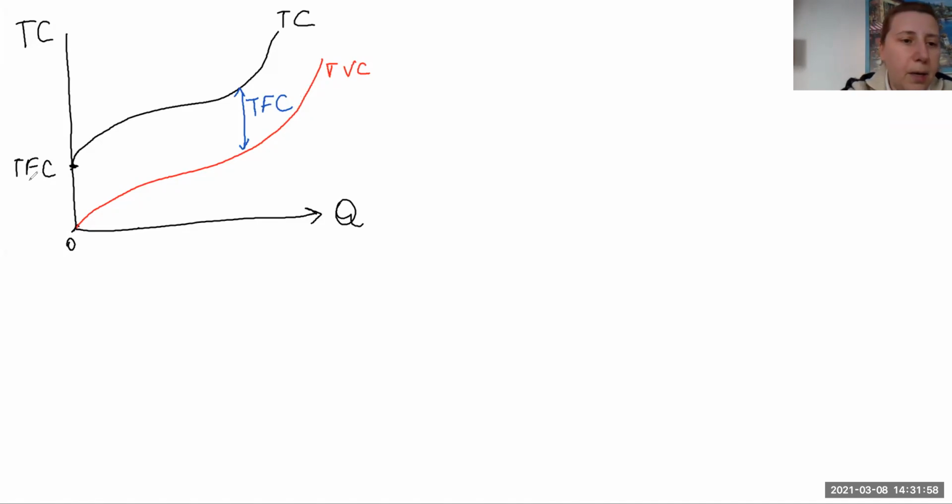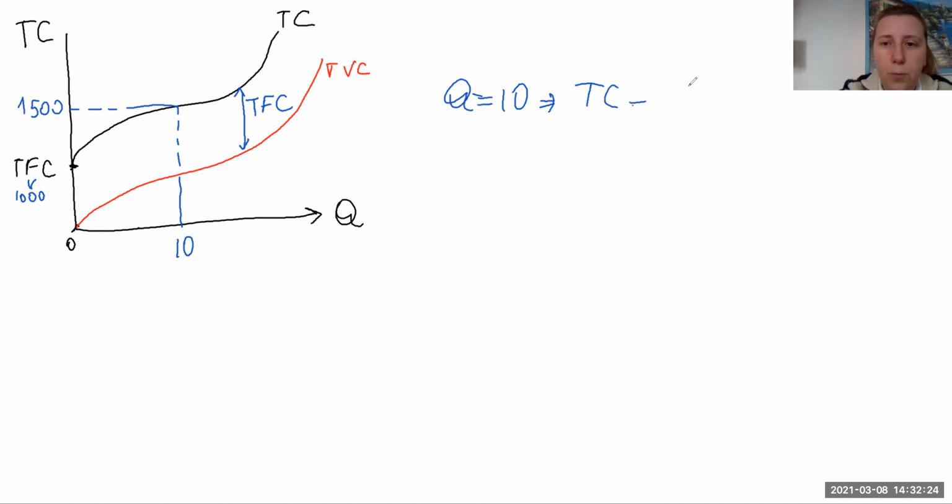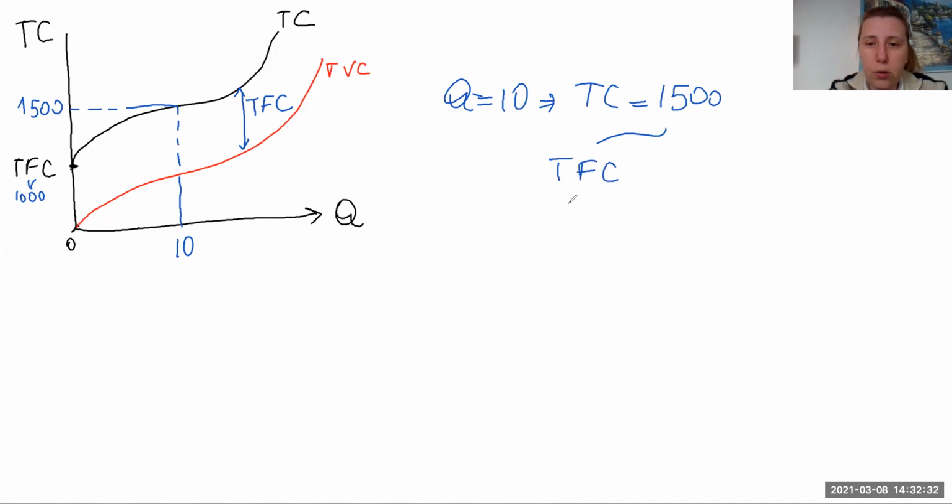For example, if the total fixed cost of production is 1,000 Turkish lira, and for 10 units of output the total cost of production is 1,500 Turkish lira, this means that if Q is 10, the total cost of production is 1,500. It means that 1,000 of these costs is the fixed cost, and the remaining part, the 500 Turkish lira, is the variable cost.